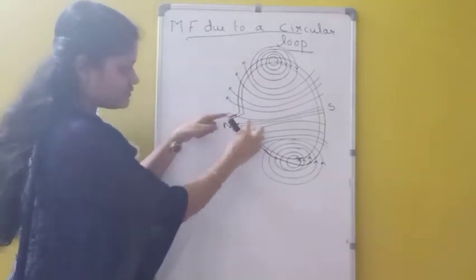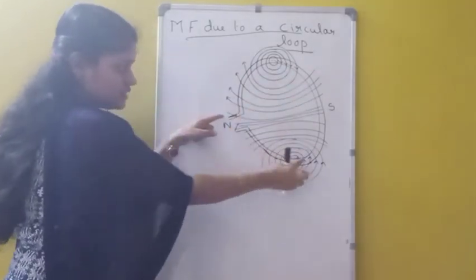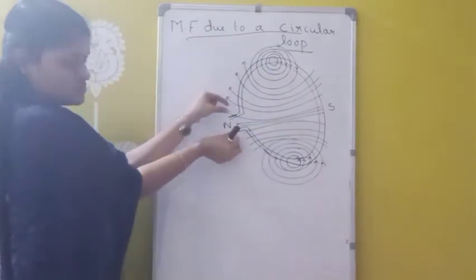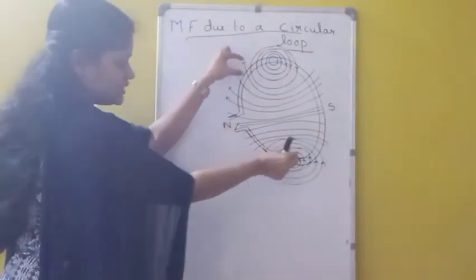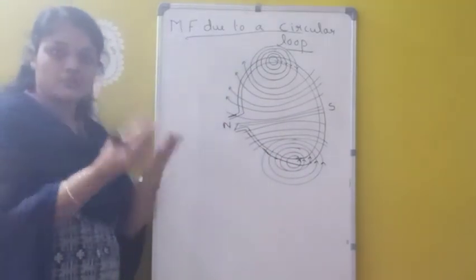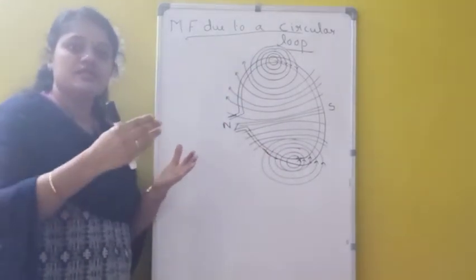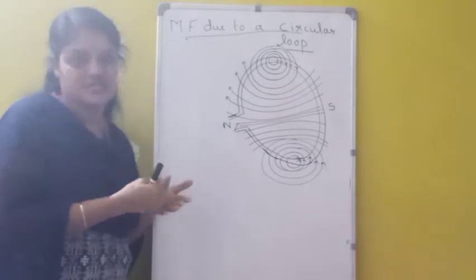So we have a straight wire only. We bend the straight wire in the shape of a loop. For what purpose are we making it in the form of a loop? In order to increase the strength of the magnetic field. Okay.